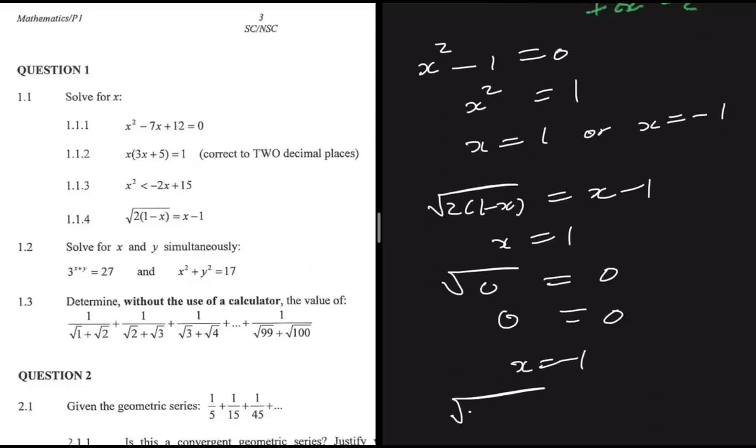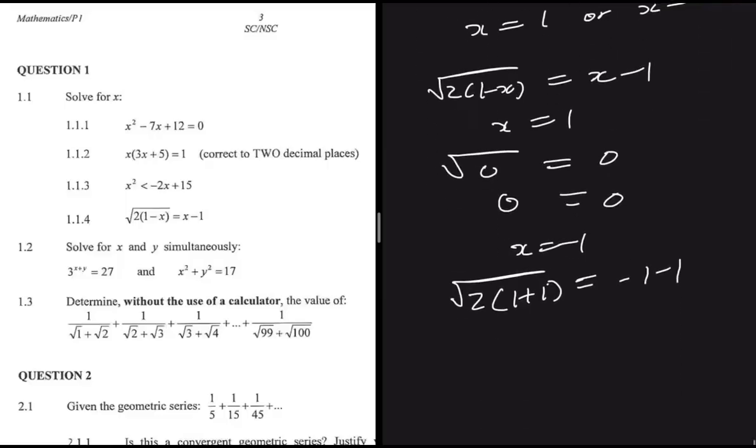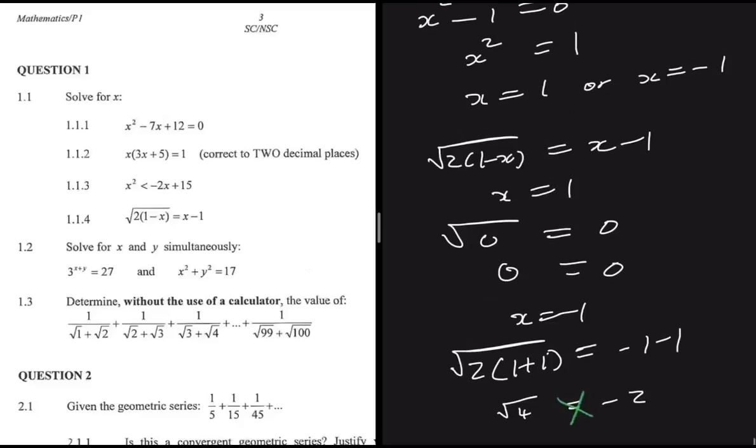Let's see. We're going to have 2 multiplied by 1 minus x. So that is 2 multiplied by 1 plus 1. Basically 2, right? And then we're going to have minus 1 minus 1. So here on the left hand side, we're going to have the square root of 4 being equal to minus 2, right? So you can see that this doesn't hold. So our answer here is only supposed to be x is equal to 1, right? And then 1.2.